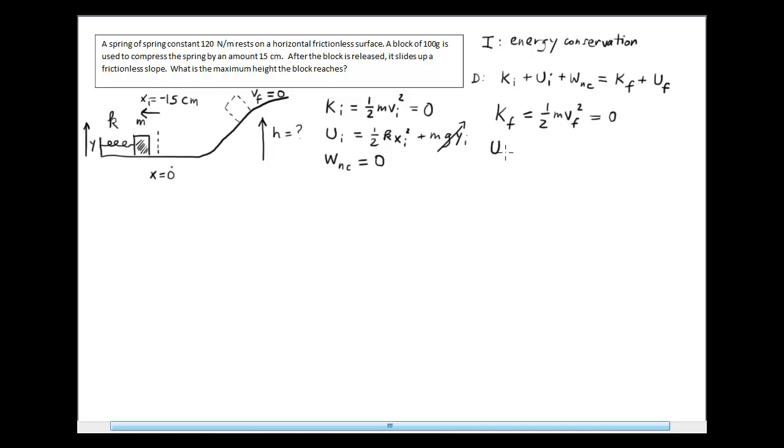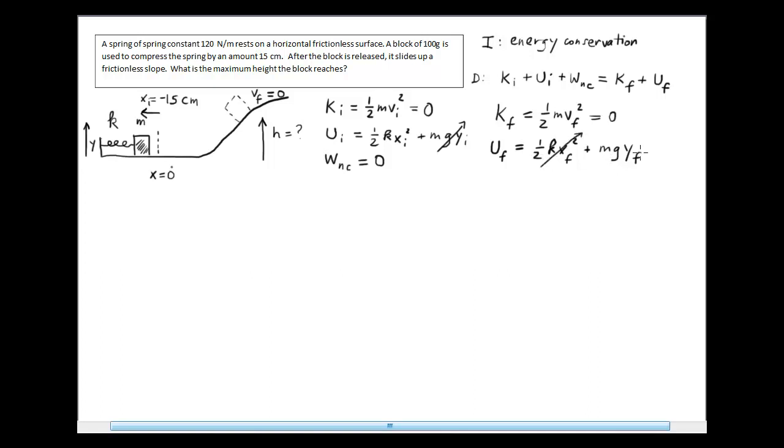Final potential energy, okay, I will once again write down the two terms. We've got 1/2 k x final squared plus mg y final. We've got the spring and the gravitational potential energy. Now, what is x final? X final would be how much the spring is stretched or compressed. But when the object leaves the spring and it slides up the slope, the spring returns to its equilibrium position, right? Which would mean x final is equal to 0. So that term goes away.